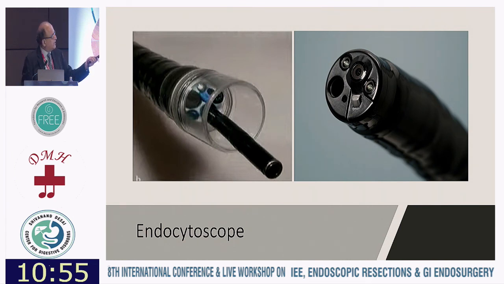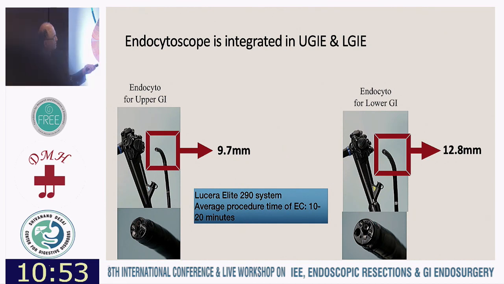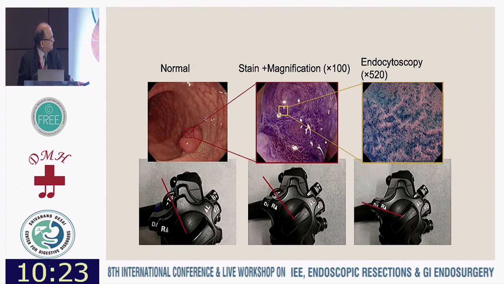On the other hand, as I told you, the endocytoscope today is just like a routine endoscope. It comes as an upper GI endoscope and a lower GI endoscope, standard diameters, and it is just integration of the microscope inside a 290 series Lucera Elite system. Unfortunately it is not available in India, and I think it's available predominantly in Japan and some parts of Europe. But it has the advantage that it has wide view endoscopy, which is highly magnified, and you can also use its optical biopsy characteristics, which gives it certain advantages, which I'll come to later.